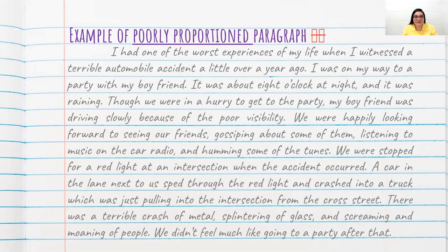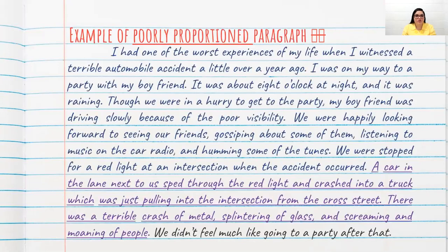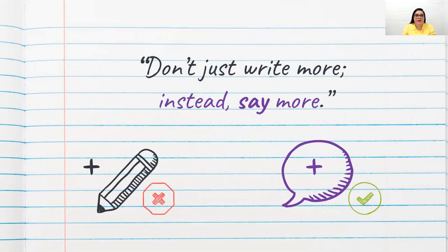This unexperienced writer provided a very long introduction, but what he or she wanted to say actually about the car accident comes just here in this line. So what happens here is that the paragraph is big enough just to be an introduction, and the discussion is poor and very short, and the conclusion is short too. So what can we do in order to improve this kind of paragraphs? Don't just write more, instead say more in the body of your paragraph.